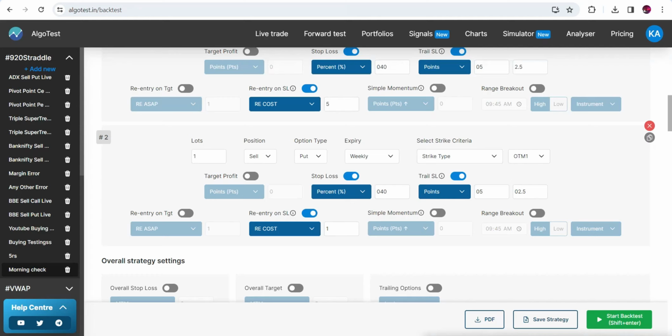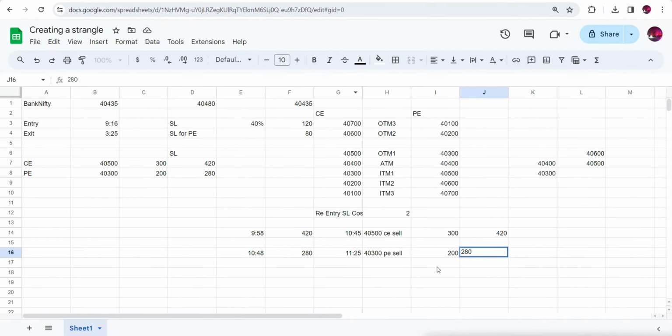Now assume here we entered 1. If we enter 2, what does that mean? It means that one time our stop loss hit, it took re-entry again at 1125, and our stop loss is 280. Now we enter 2. Now again, if our stop loss hit at, for example, 1225, it can re-enter if the price comes back again to 200. So this is how it is going to work.